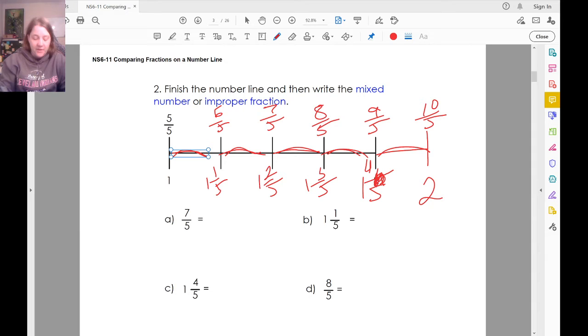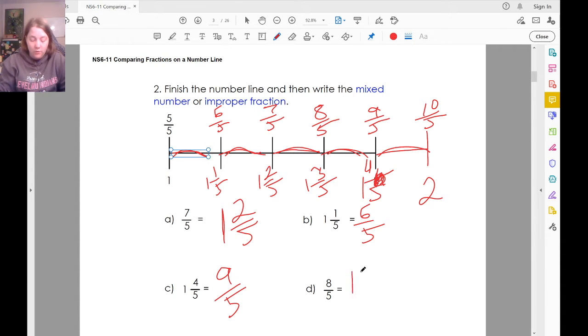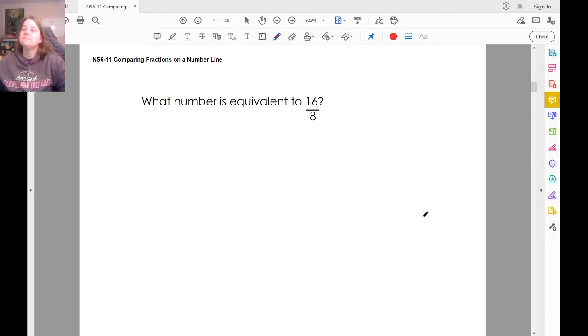Welcome back. 7/5 lines up with 1 and 2/5. 1 and 1/5 lines up with 6/5. 1 and 4/5, which is on the scribble, lines up with 9/5. And 8/5 lines up with 1 and 3/5. Isn't math fun?